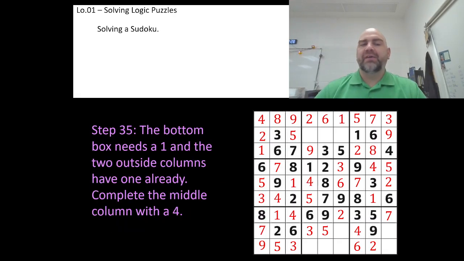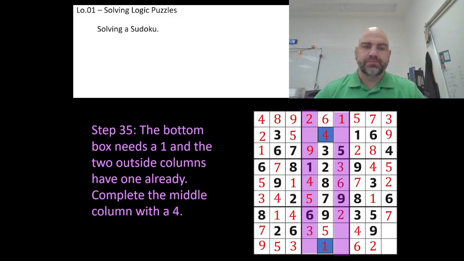All right, step 35. The bottom box only needs a 1, okay? And the two outside columns already have 1s. So these two columns already have 1s. That means that a 1 has to go in there. And we can complete that column right there because it only has one left, with a 4.